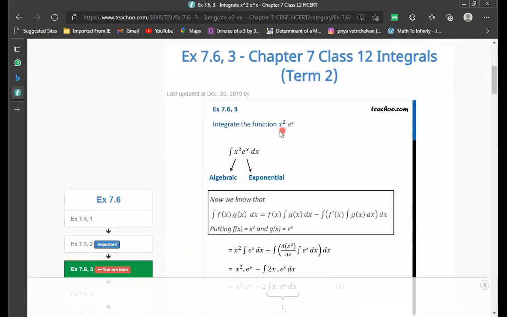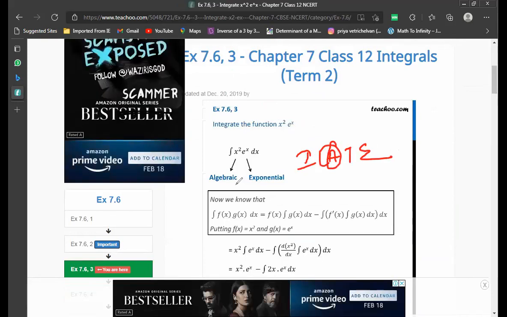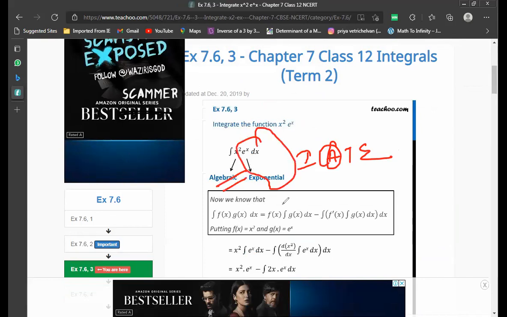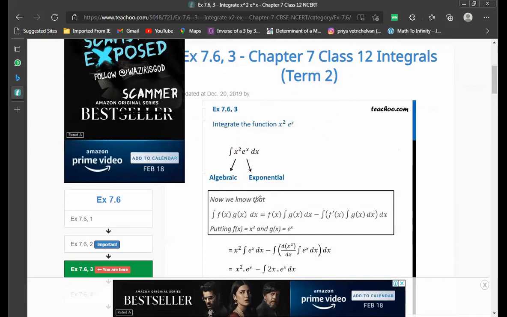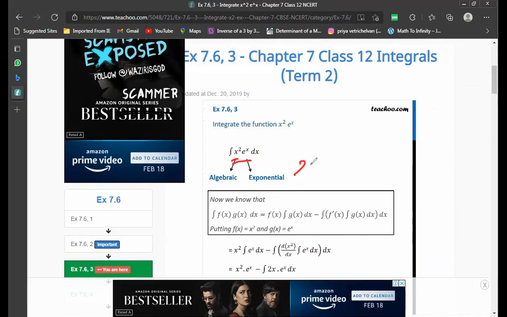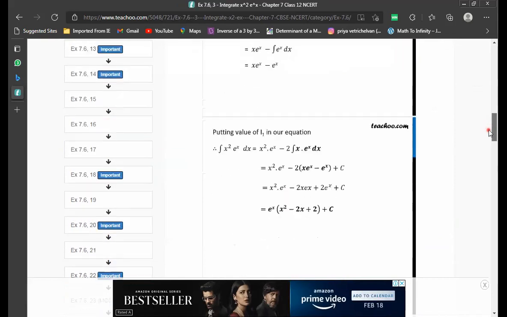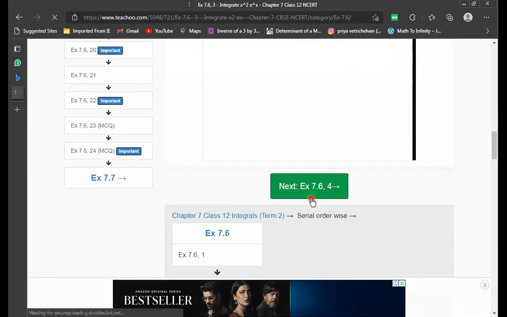For the third question, you have x square and e power x. E is exponential. According to the ILATE rule, you will choose algebra as f of x and exponential as g of x. Again, you have to substitute in this. It's going to be very easy. Differentiation of x square is 2x and integration of e power x is e power x only. Very simple integration and differentiation.